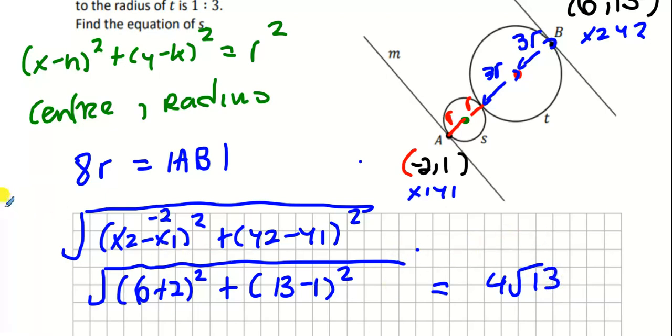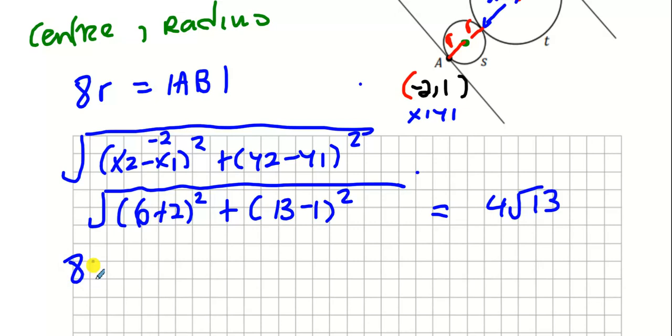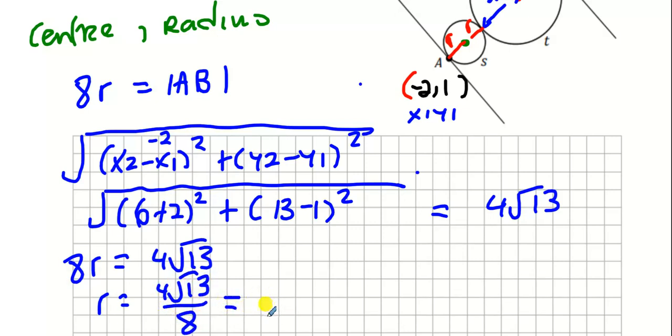So 8r, 8 times my radius, is 4 root 13. The radius on its own is 4 root 13 all over 8. Put that into the calculator and you'll get just root 13 over 2. Okay, happy days. We've now found the radius.